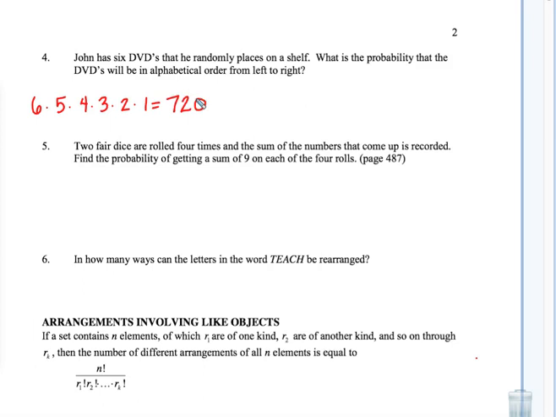Out of that 720 ways, only one of those ways would be in alphabetical order, because there's only one arrangement that would be alphabetical order, but there's 720 different ways that those DVDs can be arranged. So now I'm bringing probability and order together, and what I want is the probability that they are in alphabetical order, and that would be one way out of the 720 different arrangements, and that obviously doesn't reduce.